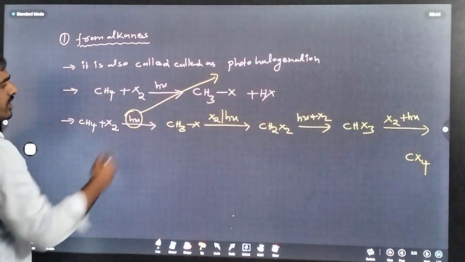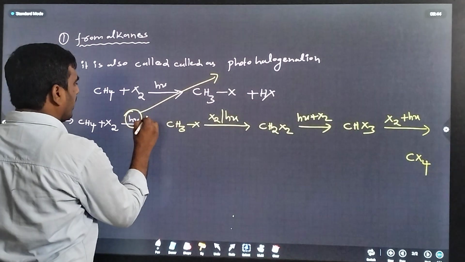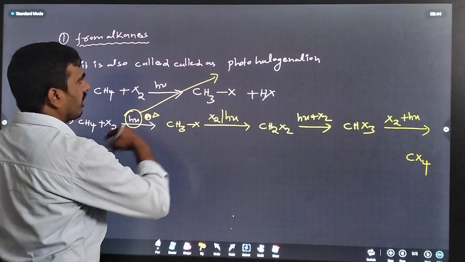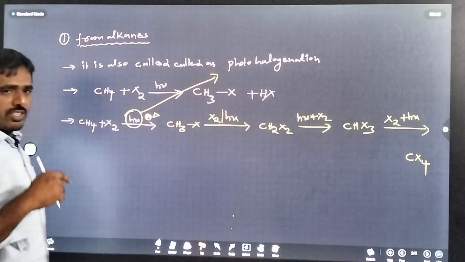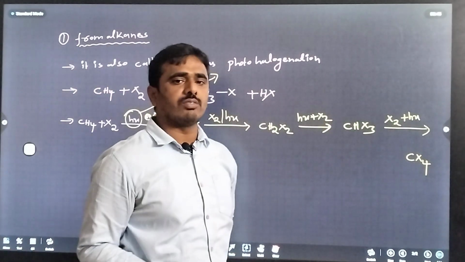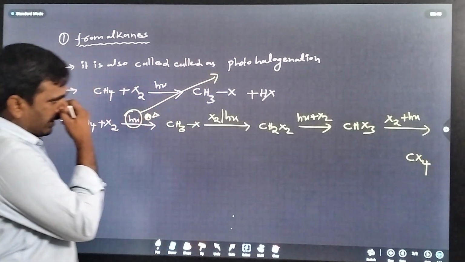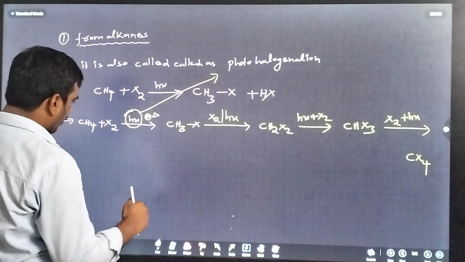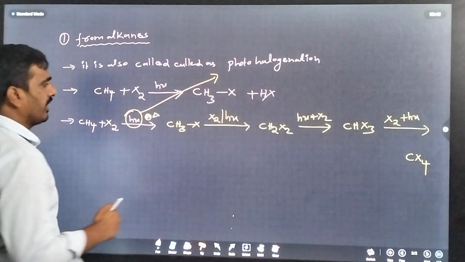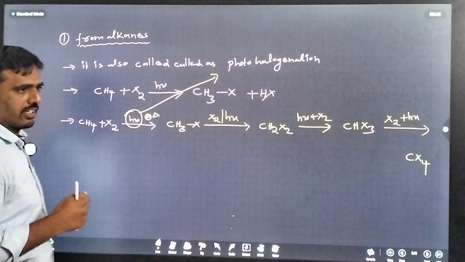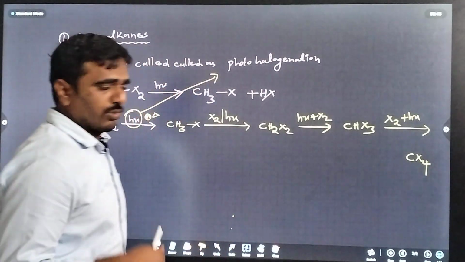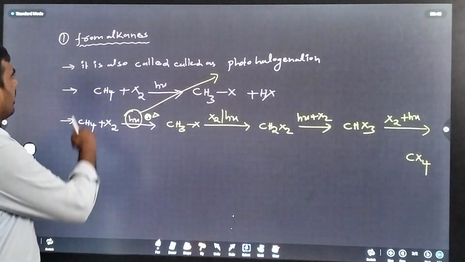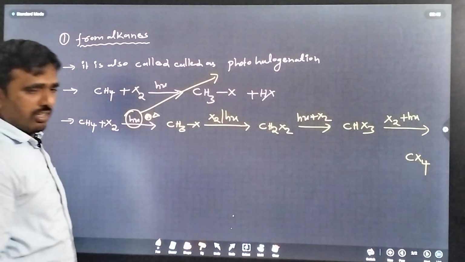Photohalogenation takes place in the presence of sunlight or heat. Photohalogenation follows a free radical mechanism. So what is a free radical? Odd electron species are called free radicals. Free radicals are formed as intermediates in the photohalogenation reaction.